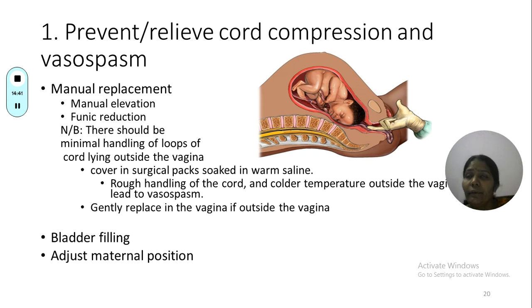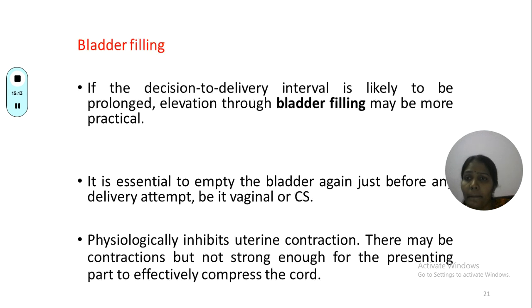The second thing which can be done is filling of the bladder. The bladder is filled with 500 to 600 ml of normal saline and the catheter is clamped. So this will elevate the presenting part high and relieve compression on the cord. Adjust maternal position. The position of the mother is changed from left lateral or supine to a knee chest position or the exaggerated Sims position, which is important to relieve compression on the cord. So replace the cord, fill the bladder and adjust the maternal position.